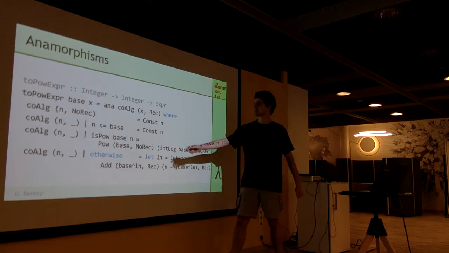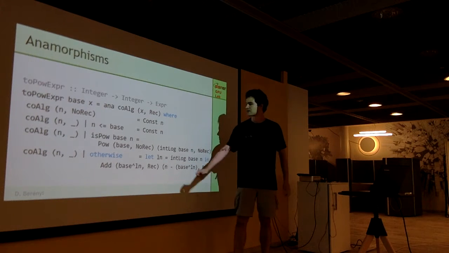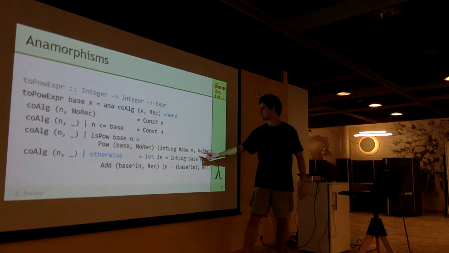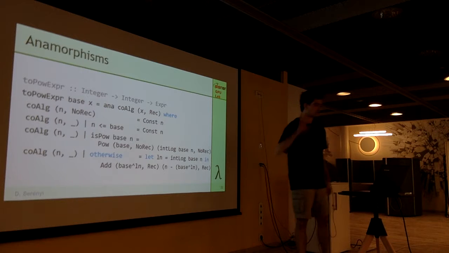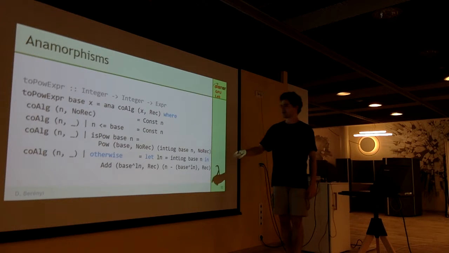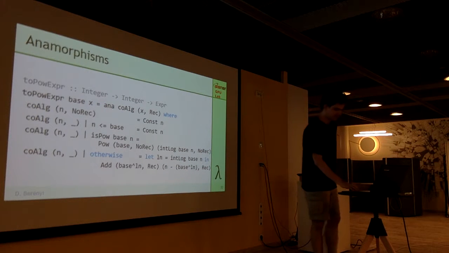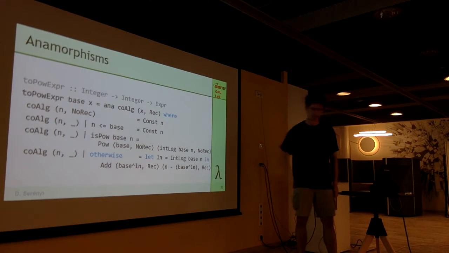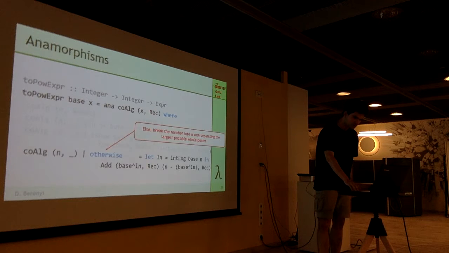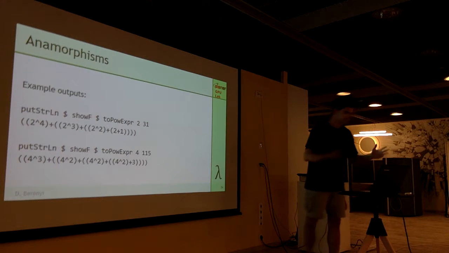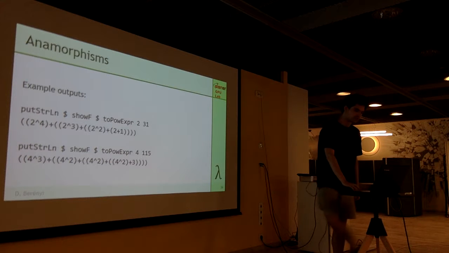And in this case, I'm just putting it into the power node and disabling the recursion both in the base and in the exponent location. Otherwise, I really do break it into a sum and calculate what the power and the exponent should be, and recurse into both of them. Okay, so this is somewhat artificial, but you can see the logic of what anamorphisms do.